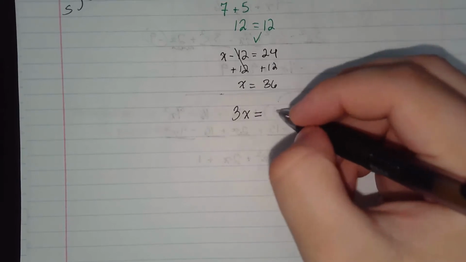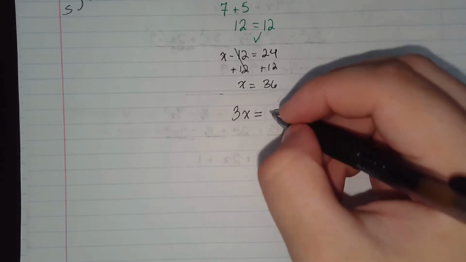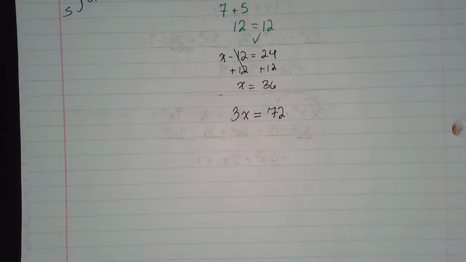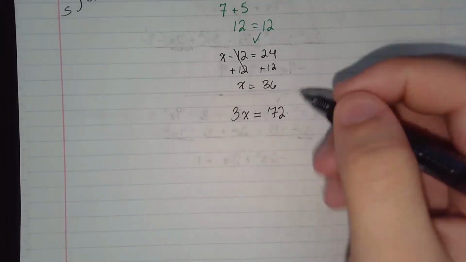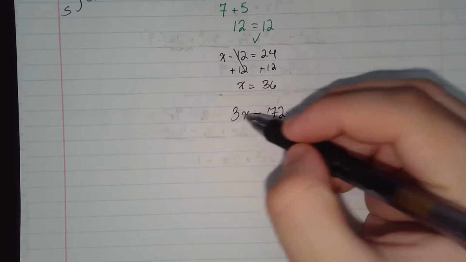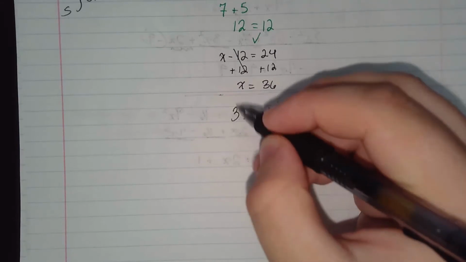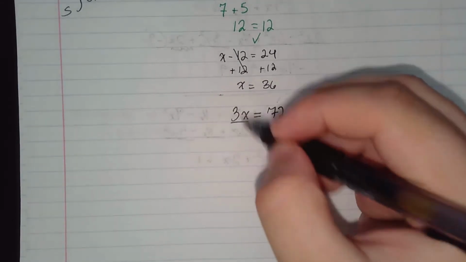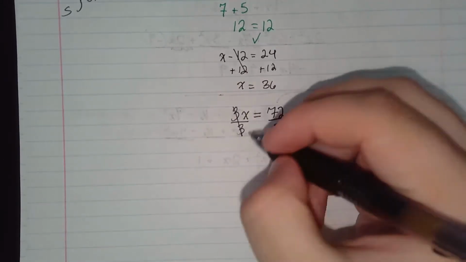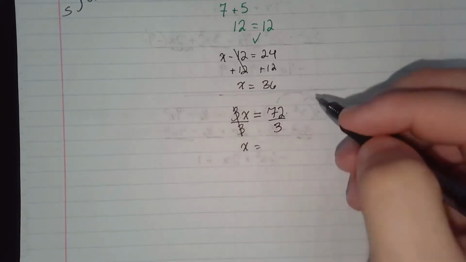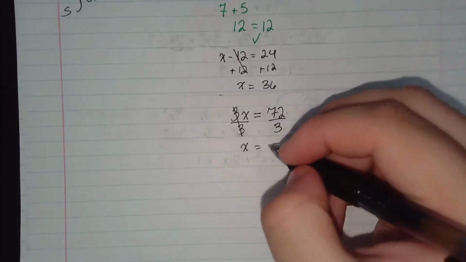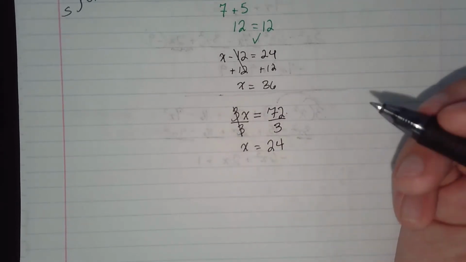So next problem, I'm going to do 3x equals 72. So the first thing you do is do the multiplicative inverse, because remember, whenever you have a number next to a variable, it's multiplication. So the multiplicative inverse of 3 is 1/3. Well, that's the same as dividing by 3. So we now have x is equal to 72 over 3. I know 3 goes into 60 20 times, and then we have 12 left over, so that would be 24, if you can't do that in your head.